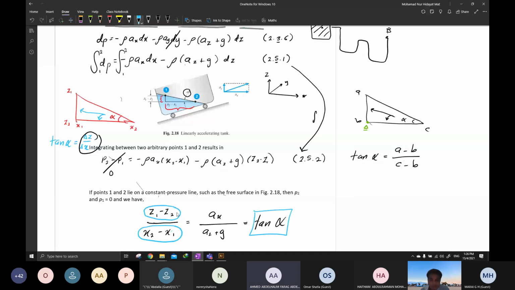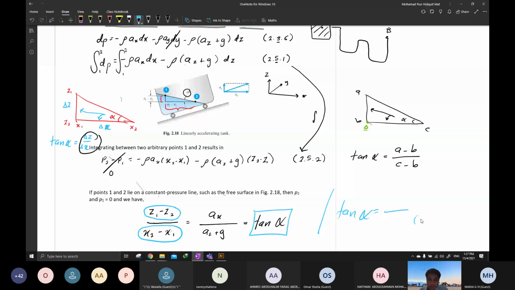So you can have two equations. Z1 minus Z2, simply this length over this length, equals tangent alpha. For this case, tangent alpha equals opposite over adjacent. Opposite is supposedly exact, so for this one you try to inverse. This is opposite, this is adjacent.